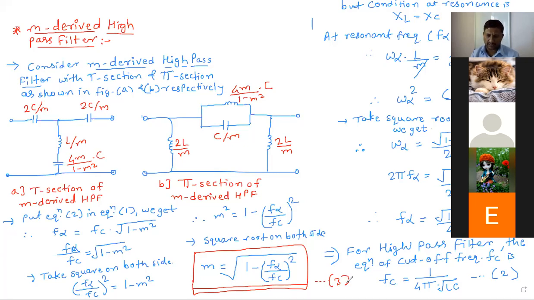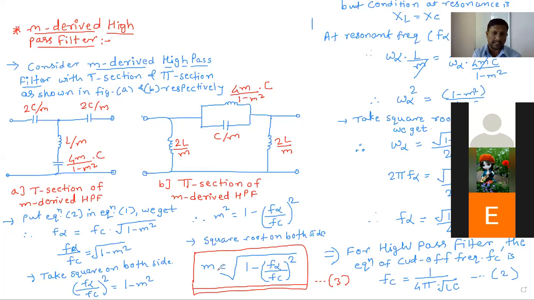Okay, now from this expression, I want to ask one question here. So here, is f alpha greater or FC greater? Which value is greater? FC. Yes, FC value is greater. Why? Because if FC value is greater, then you can get the m value within 0 to 1. Because I told you the m value should be less than 1 and greater than 0. So to achieve that, f alpha is less than FC.